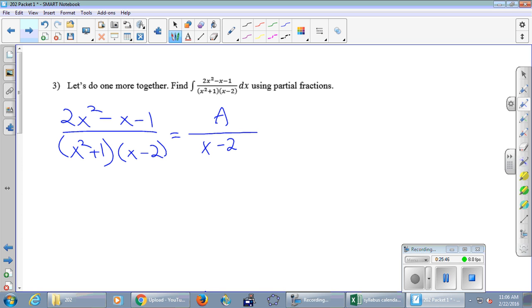Can you factor x squared plus 1 into two sets of parentheses? The answer is no. So this is the bottom row of the table where it's an irreducible, meaning not factorable, quadratic. So what goes on top of such things? Bx plus C. That's it.